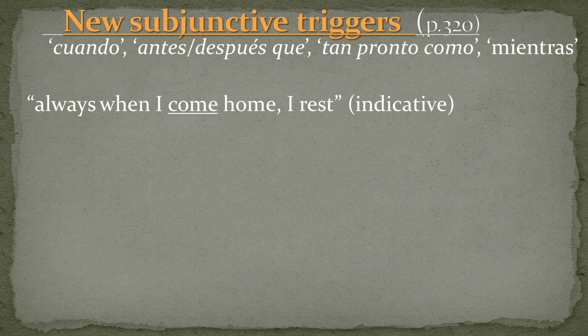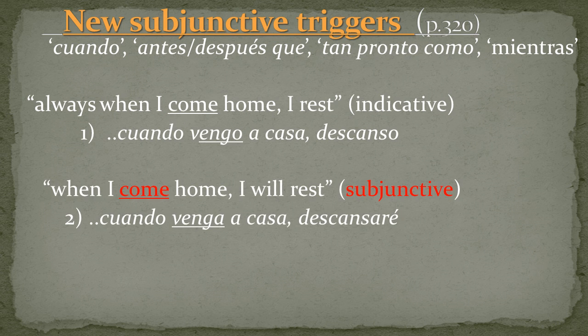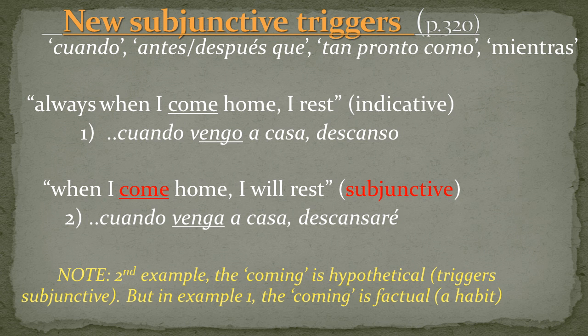Let's think of these two sentences in English. Always when I come home, I rest, versus when I come home, I will rest. I hope you notice the difference between the two. The first example is a description of facts. Always when I come home, I always do. That's a fact. That verb come should not be in subjunctive, but in the indicative, because it's not hypothetical, it's factual.